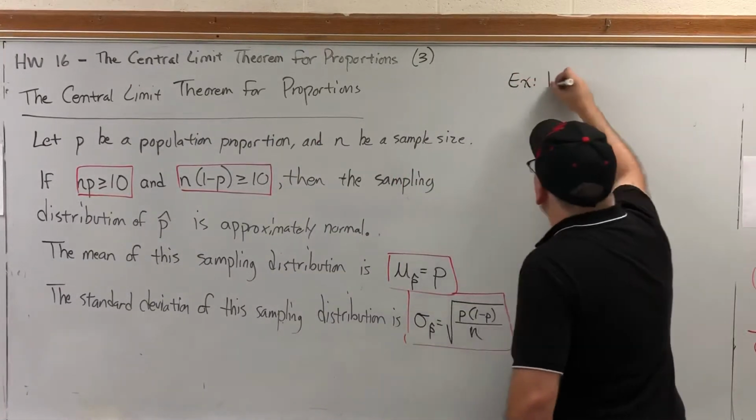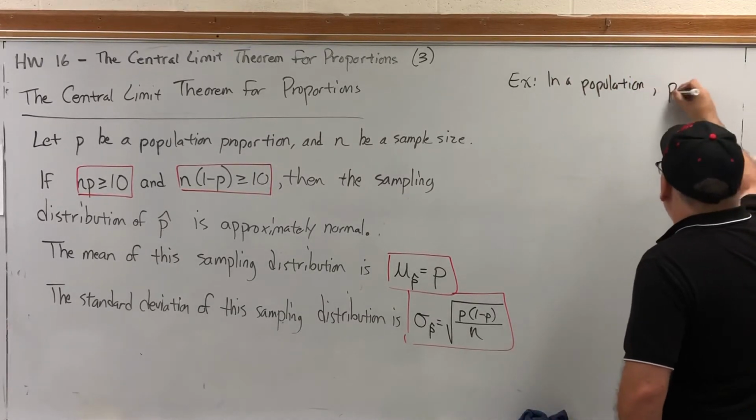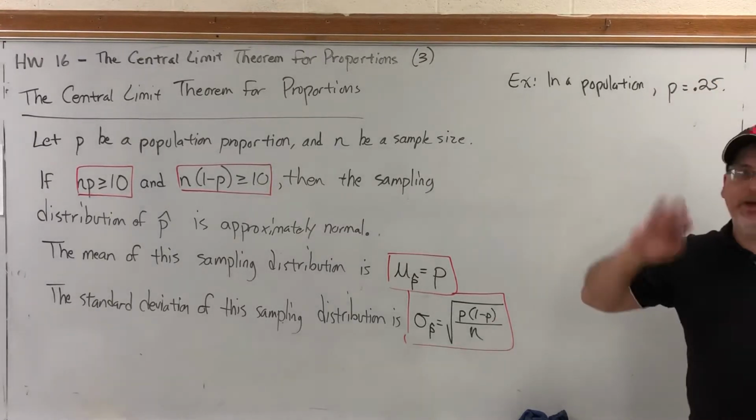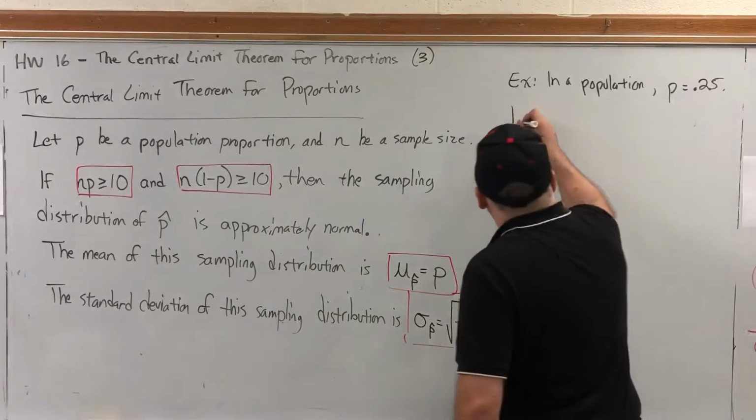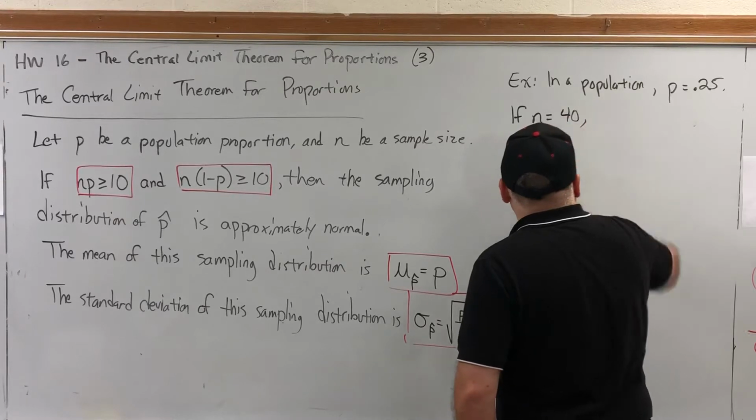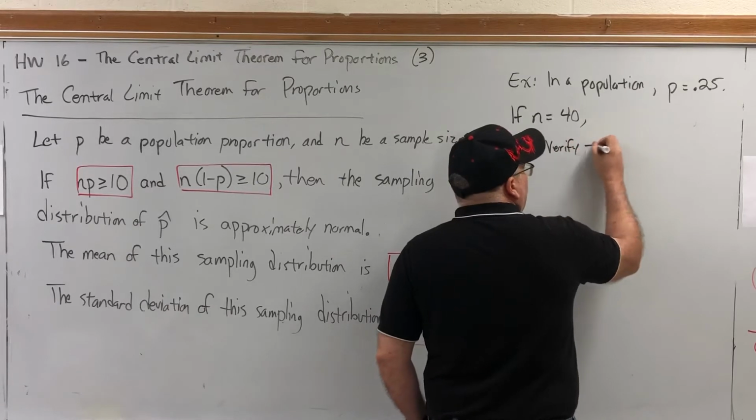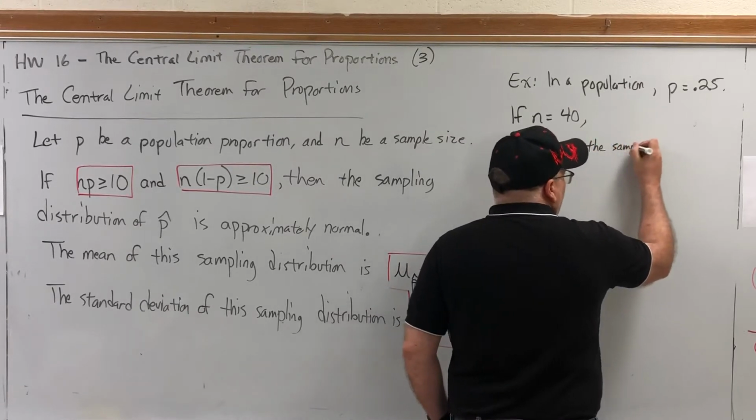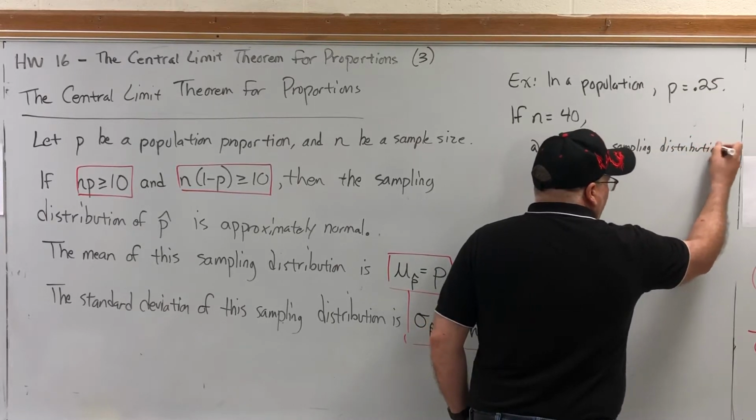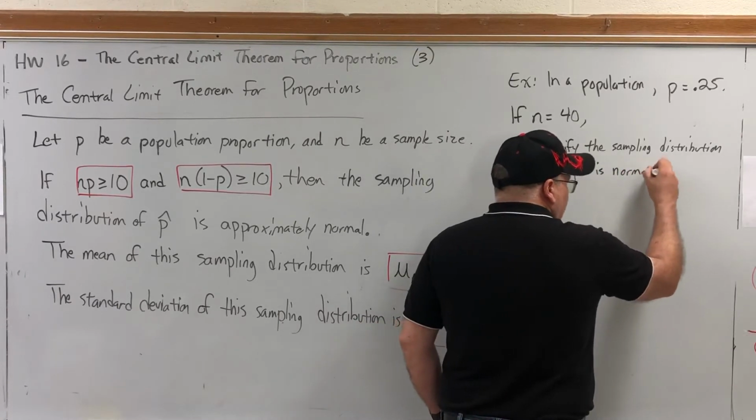For example, in a population, let's say that p equals 0.25. So 25% of the population has some characteristic. If n equals 40, we're going to do 3 things. A, verify the sampling distribution of p-hat is normal. Well, let's start with that.